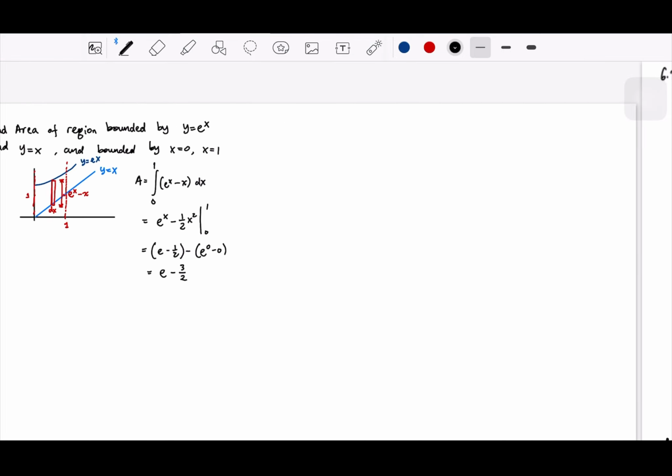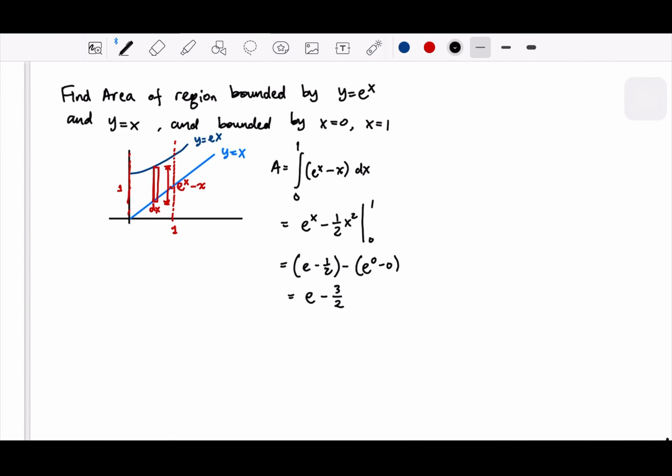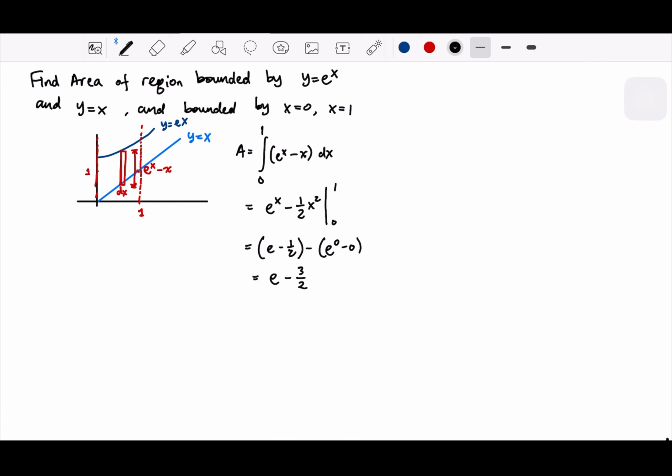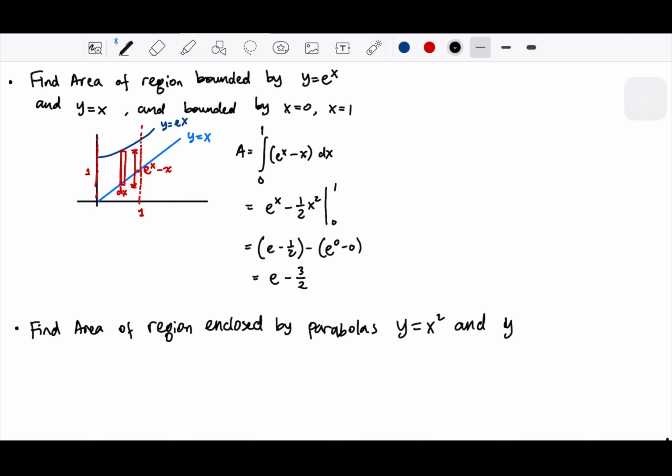Okay, while you're writing your notes, let me give you another example. Find the area of the region enclosed by, well, you could say it's the same as bounded by, the parabolas y equals x squared and y equals 2x minus x squared. So you have two curves, okay? And your question is just asking that.